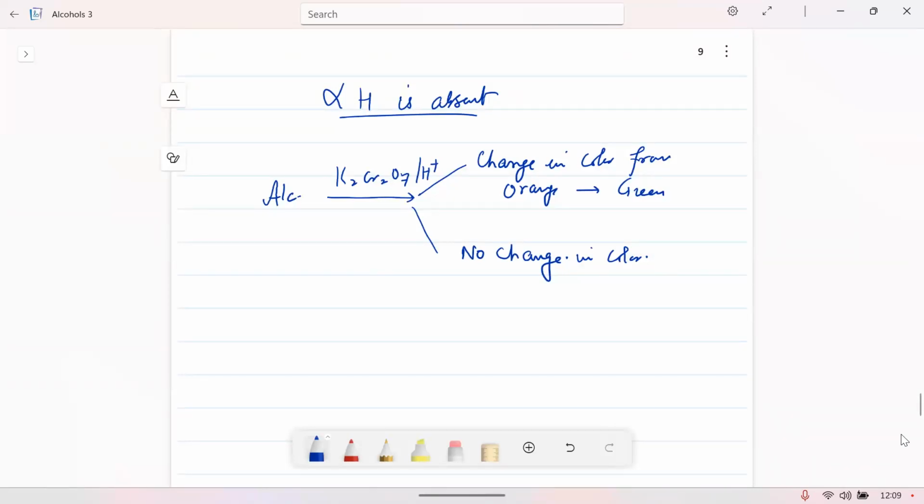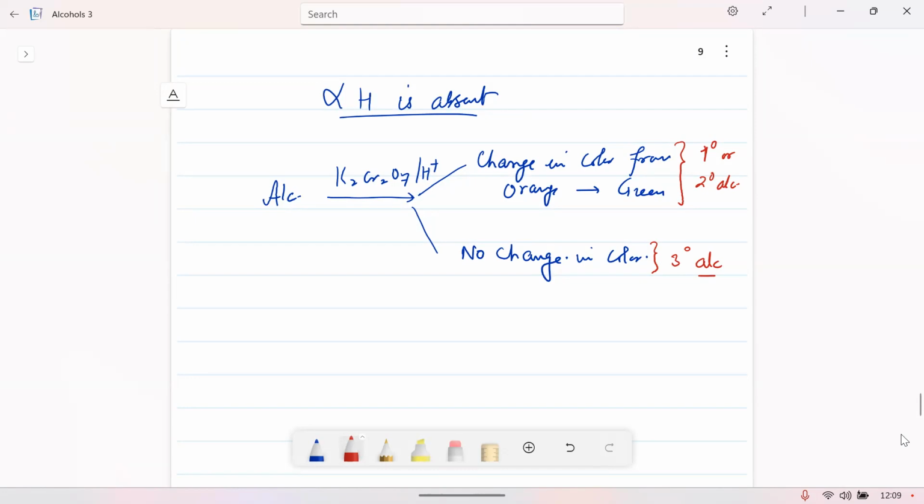Means if you are oxidizing an alcohol and it changes its color from orange to green, what is your inference? What conclusion can you draw? If there is a change in the color, it means it is either a primary or secondary alcohol because they undergo oxidation. And if there is no change in color, that would mean it is a tertiary alcohol. That's the first difference between them. So based on the oxidation of alcohol, you can identify whether it is primary, secondary, or tertiary.